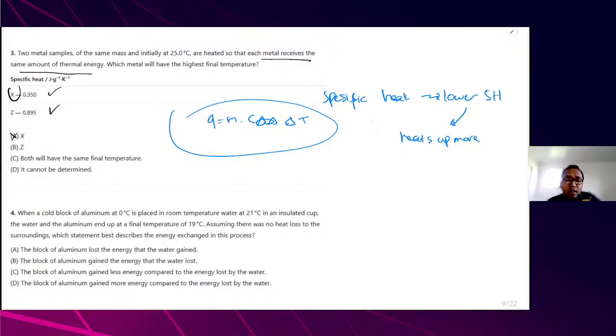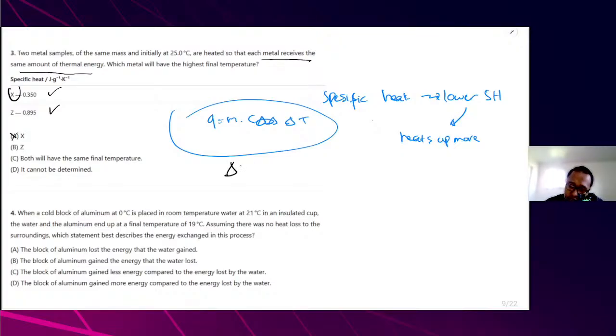Why? Because it has a lower specific heat capacity, so it will reach a higher temperature when it is heated up at that time. It will increase more because it has a lower capacity.